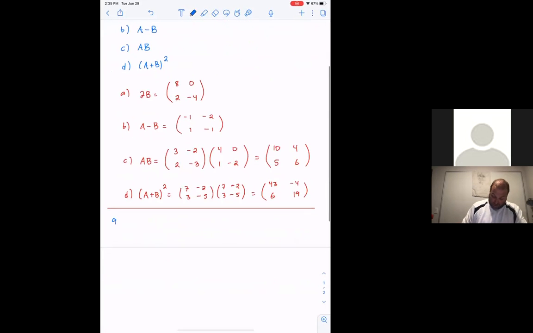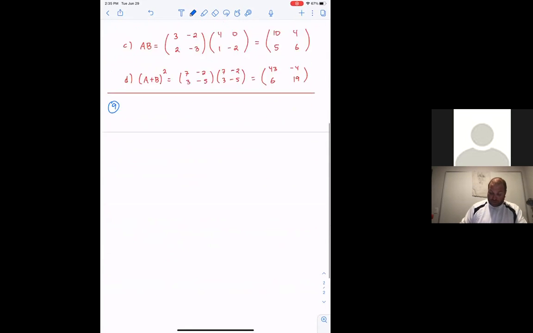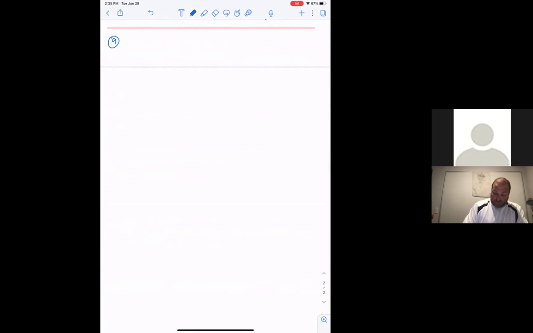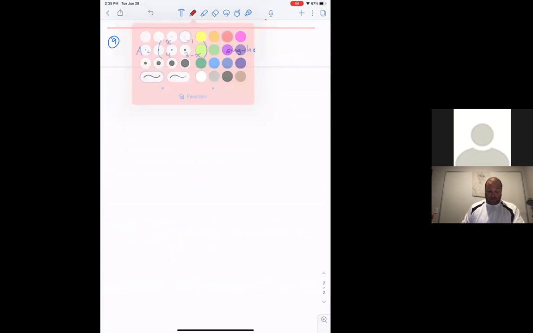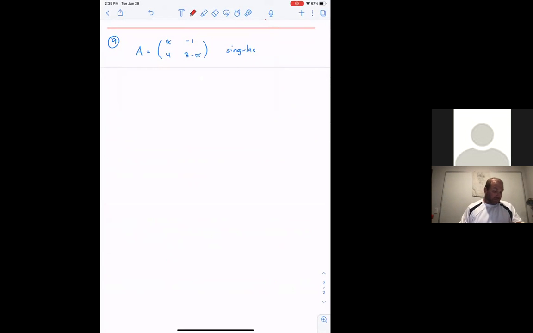Question number 9, also a paper 1 question, so no calculators are allowed. It says the matrix A is again a 2 by 2 matrix, x, -1, 4, and 3 minus x. It's singular. So in order to answer this question, you better remember what singular means. It says determine the possible value or values for x.